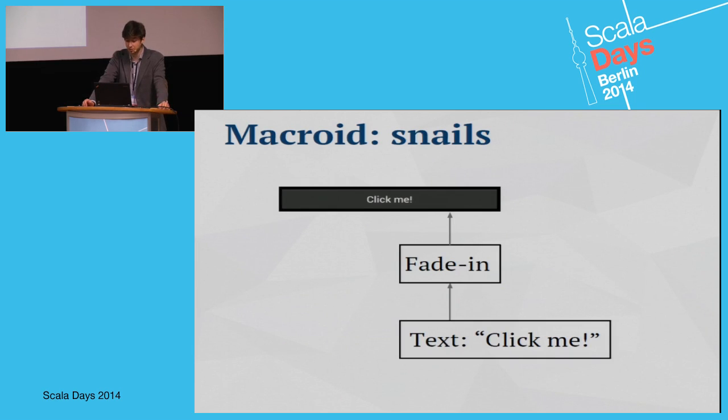So one problem is that not all changes of properties are instant. For example, if we want to fade in our button, wait until the fade in is finished, and only then we want to assign a caption. Tweaks don't really help us. So we have some kind of a wait at this point. And that's why Macroid also gives you something called snails.